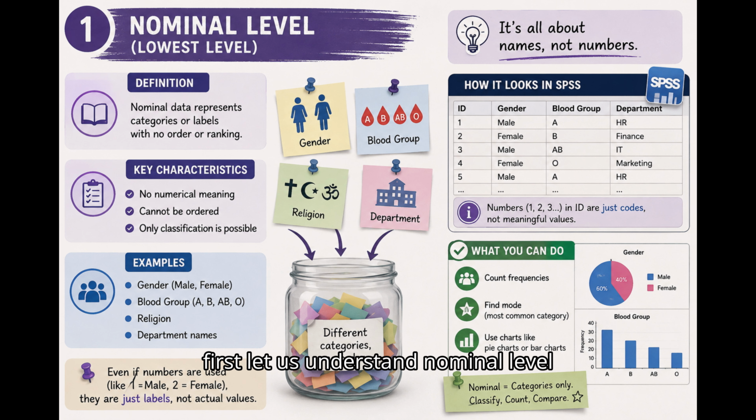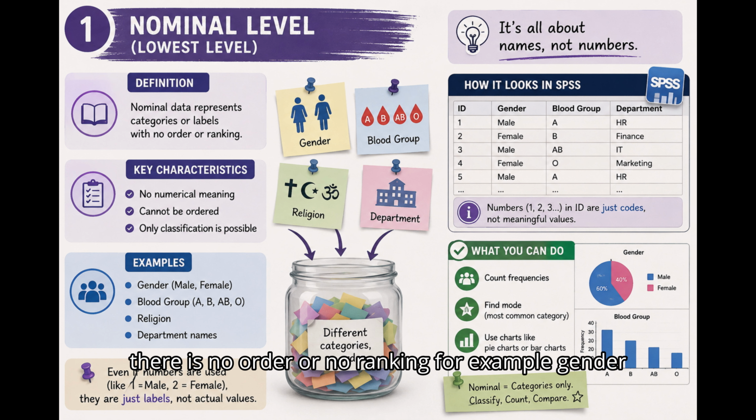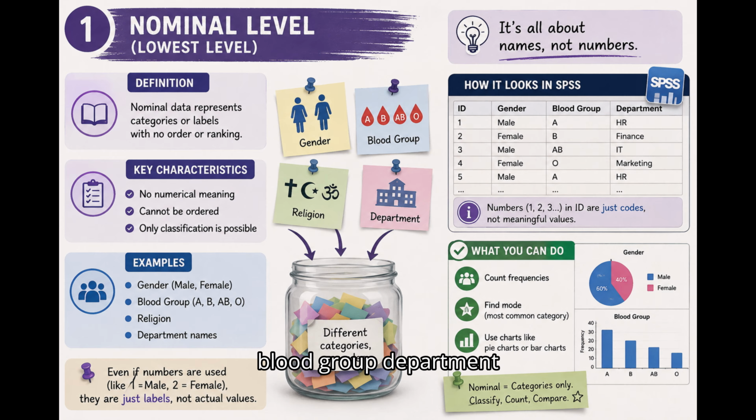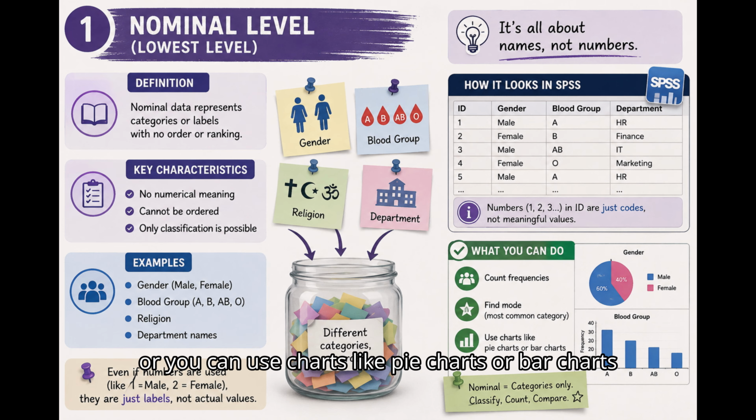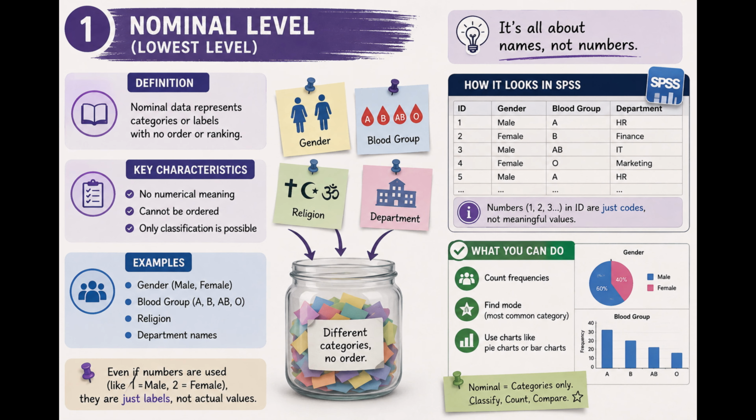First, let us understand nominal level. It is just labels or categories. There is no order or no ranking. For example, gender, blood group, department. In this level, you can do only specific analysis, like you can count frequencies, you can find mode, or you can use charts like pie charts or bar charts.